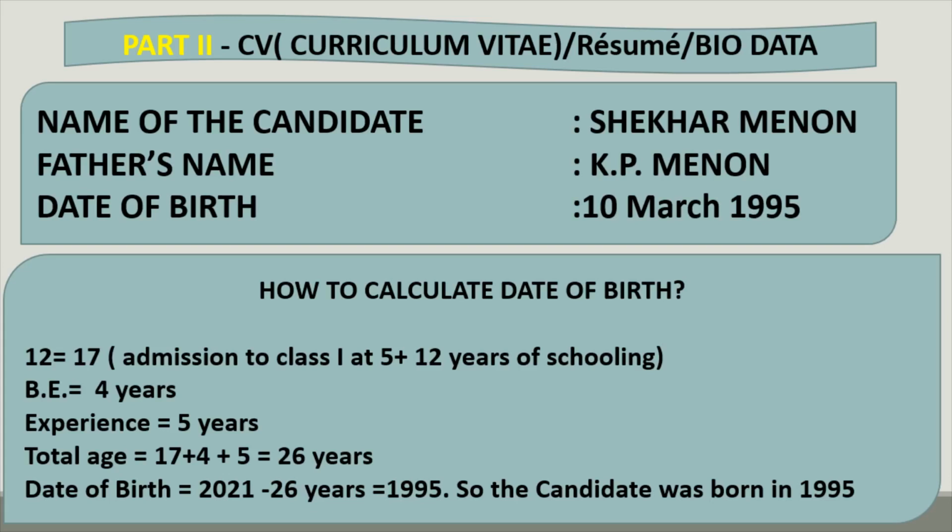If you study the second box carefully, you would notice that the child is 17 years of age by the time he finishes his class 12, plus 4 years of engineering plus 5 years of experience. So 17 plus 4 plus 5 equal to 26 years. That means Shekhar Menon is 26 years old in 2021. So let us go 26 years back from 2021 and we arrive at 1995. So Shekhar Menon was born in 1995.